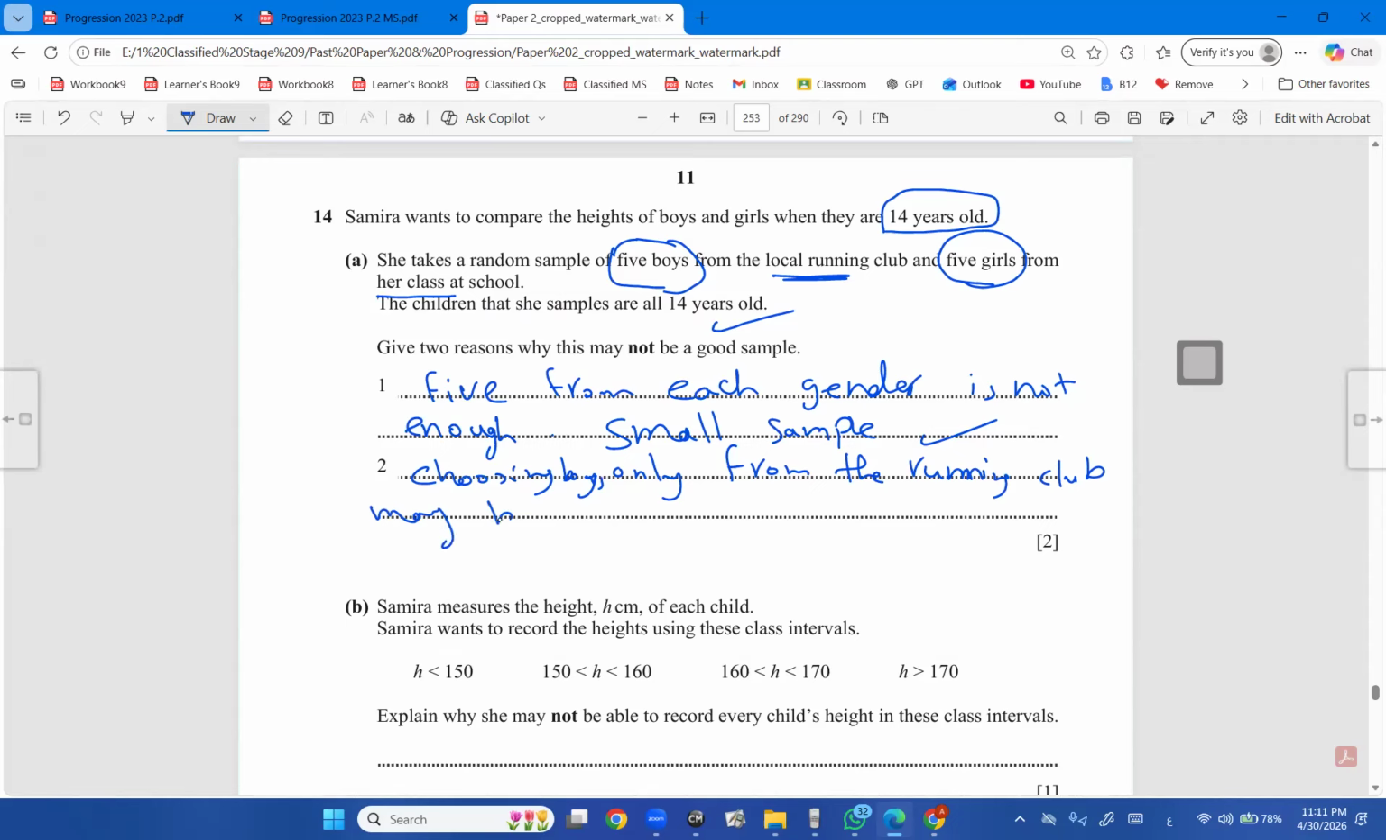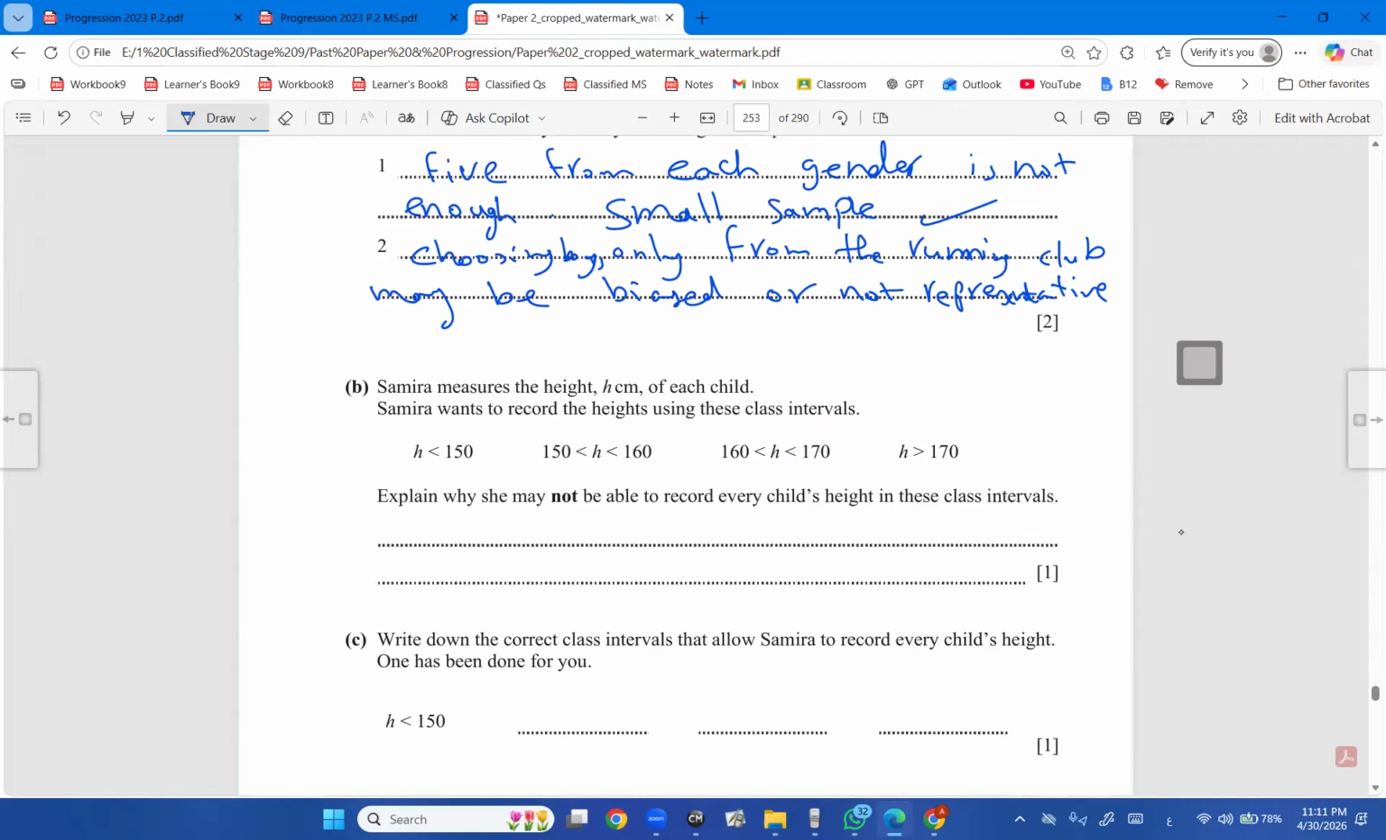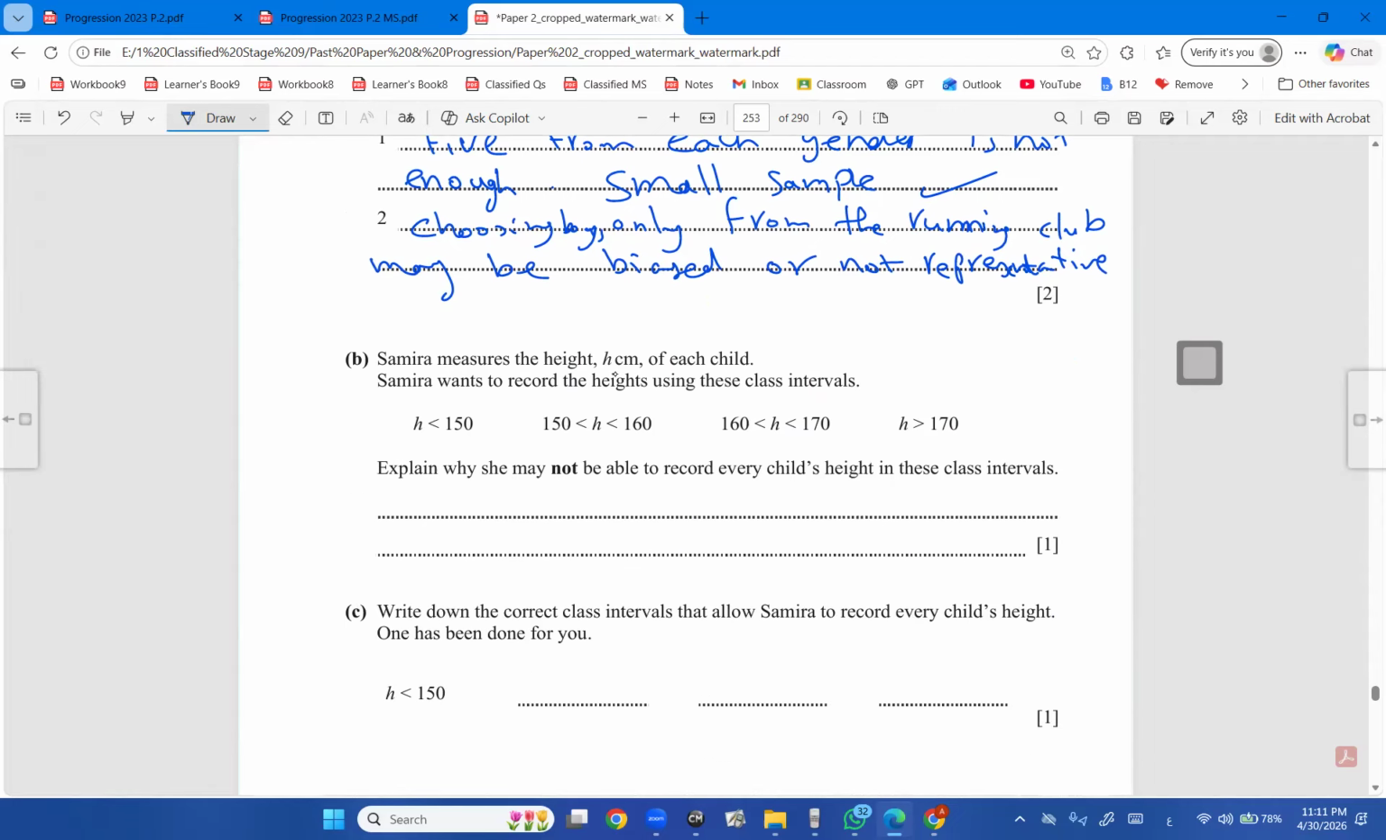May be biased or not representative to the whole population. Representative to the whole population. Samira measures the height, h centimeters, of each child. Samira wants to record the heights using these class intervals. Explain why she may not be able to record every child's height in these class intervals.